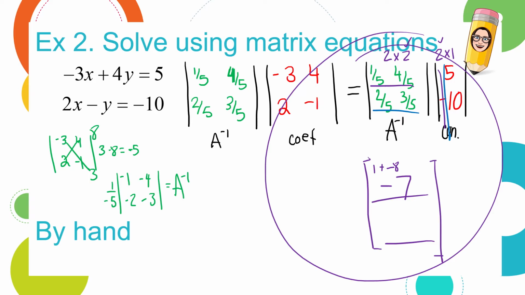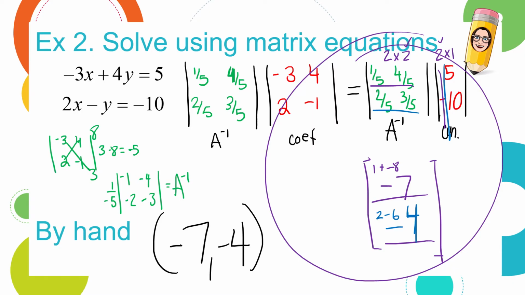2/5 times 5 is 2, convenient, right? And 3/5 times negative 10 would be negative 6, which gets me negative 4. Negative 4. And so that means my answer to my system is negative 7, negative 4.